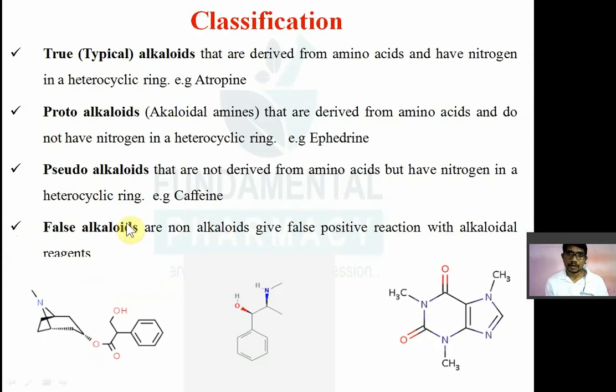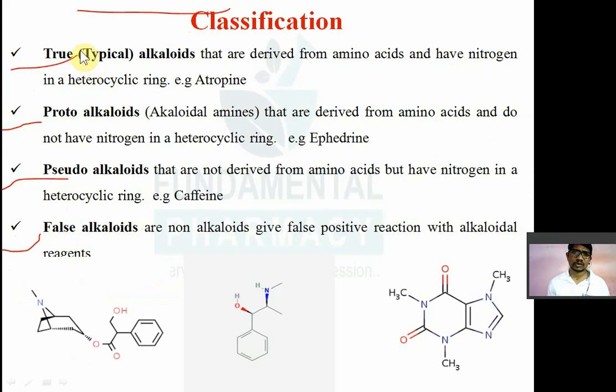Now, classification of alkaloids. This is a very important point, and it has already been asked a lot of times. Alkaloids are classified into four types: true alkaloids, proto-alkaloids, pseudo-alkaloids, and false alkaloids. So what do you mean by true alkaloids?